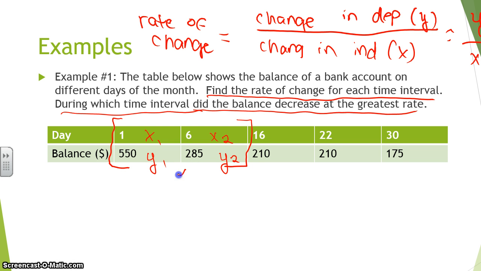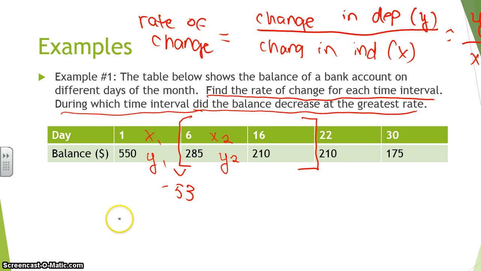So from here to here, we could say negative 53. Now let's look at my next interval. That is going to be 6 and 285, and then 16 and 210.